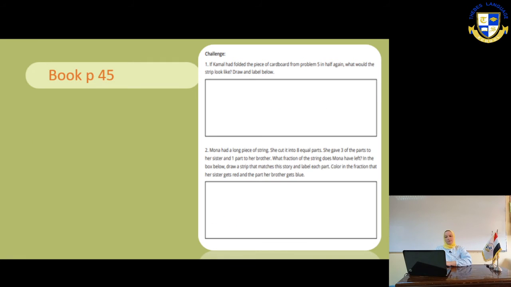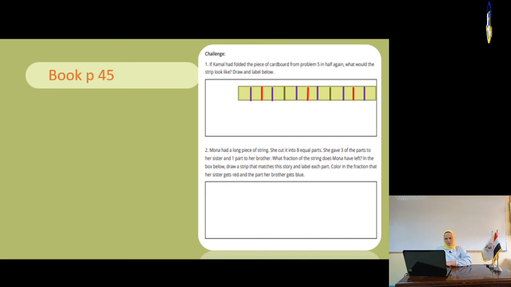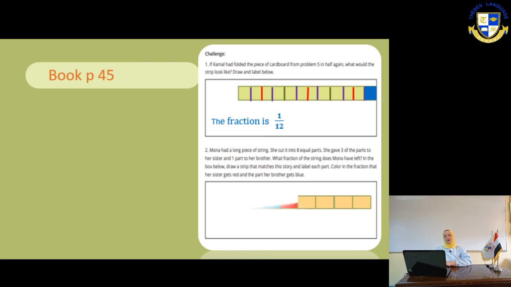Okay, the next page, book page 45. Challenge number 1. If Kamal had folded the piece of cardboard from problem 5 in half again, what would the strip look like? We are going to draw the fraction strip and we cut it into 6 parts as in the previous example. Then we are going to cut each part into 2 parts. So now we have 12 parts. So it will be 1 over 12. It's called 12ths.